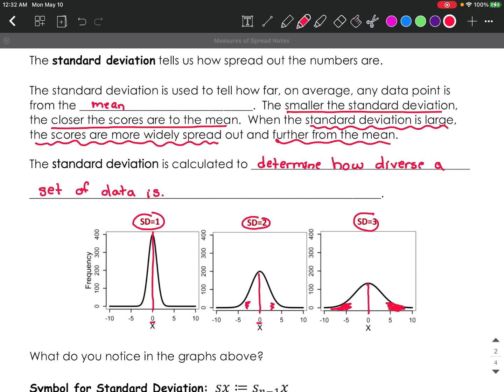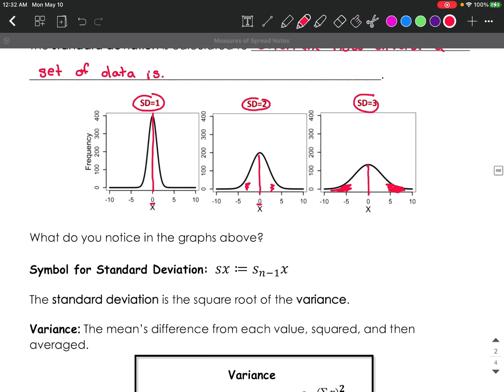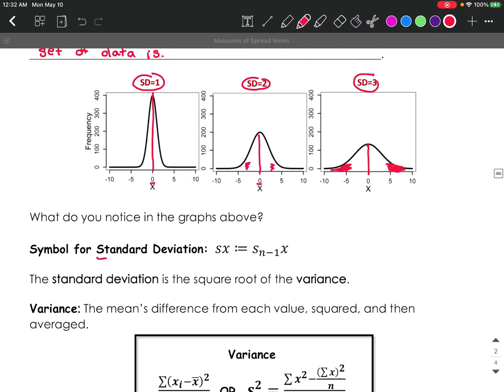So the higher the standard deviation, the more spread out. The flatter the curve, the more spread out it got. Okay? Now there is a symbol for the standard deviation that you need to be familiar with, and you're going to see this in your calculator, which I promise is going to make standard deviation easier. It's one you're definitely going to want your calculator for.